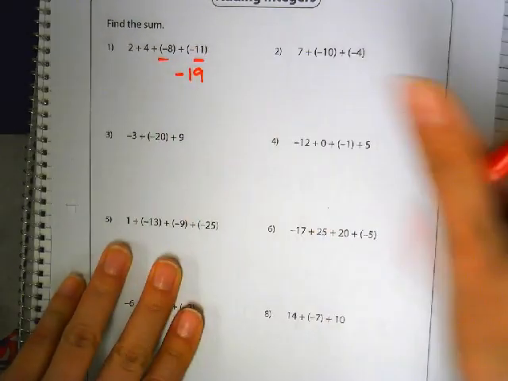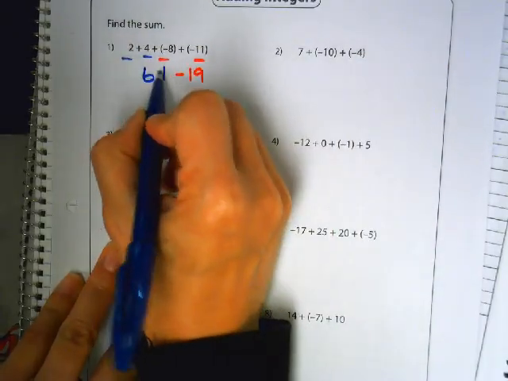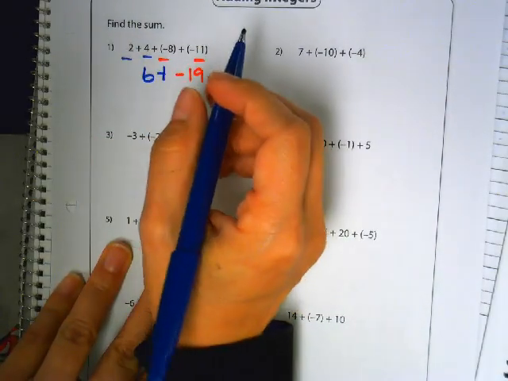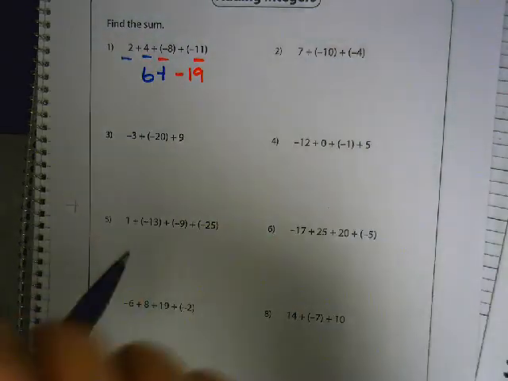Why are these all -7? Number one's not -7.